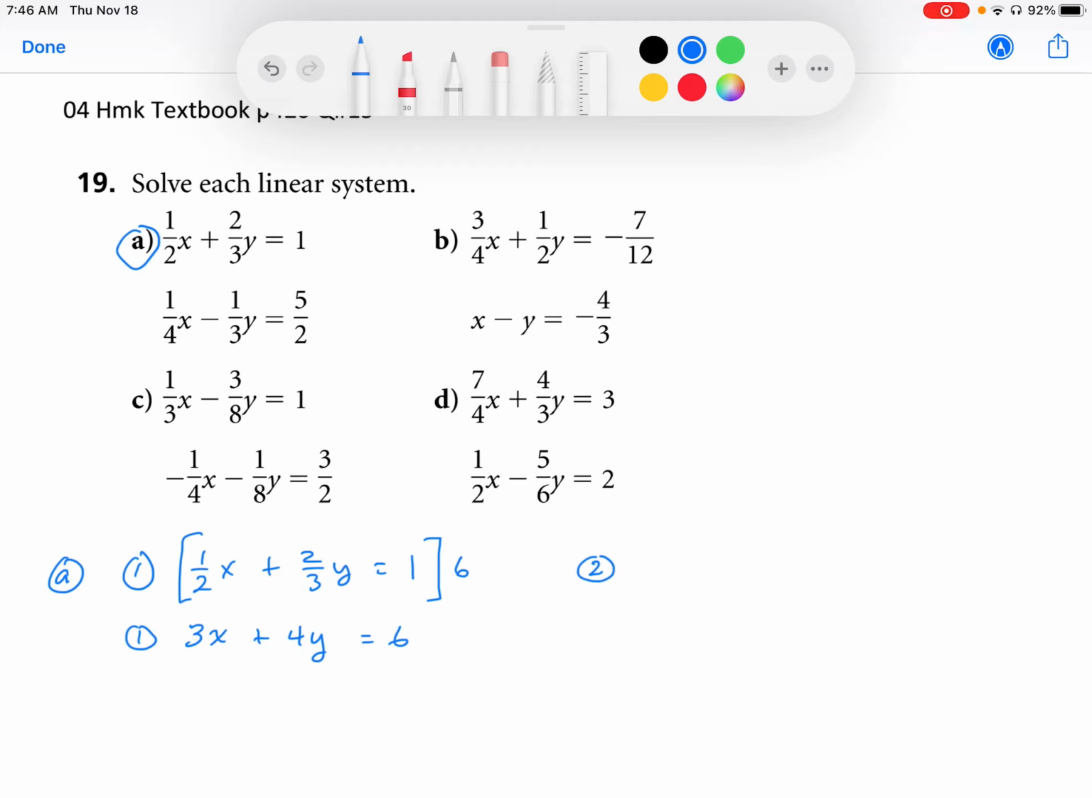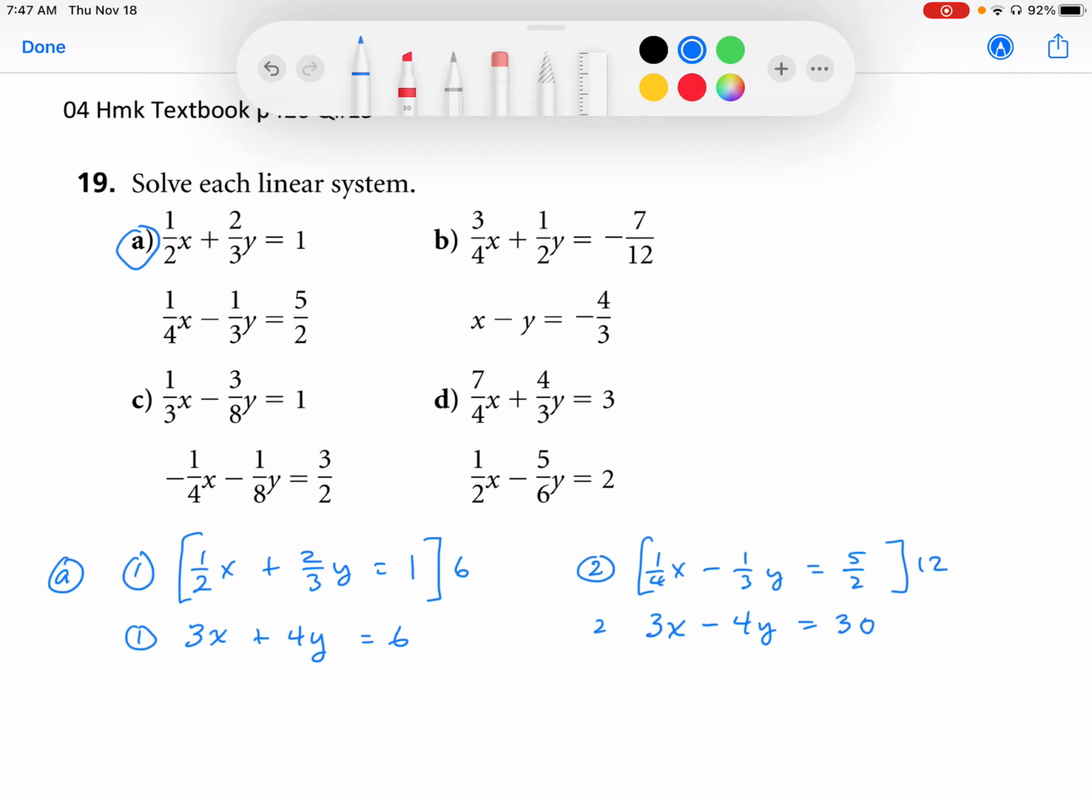So equation 2 is 1 over 4x minus 1 over 3y equals 5 over 2. I'm just going to multiply everything by 12. And that will get rid of the denominator here as well. So I'm going to end up with 12 divided by 4 is 3x. 12 divided by 3 is 4y. And that's equal to 5 times 12 is 60, 60 divided by 2 is 30.